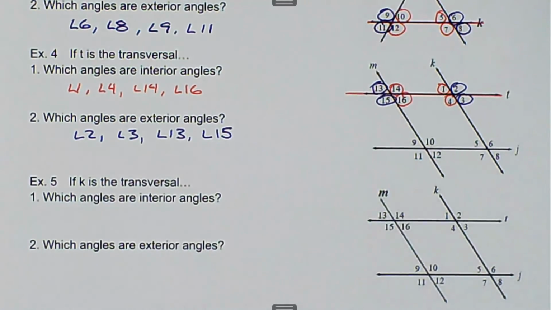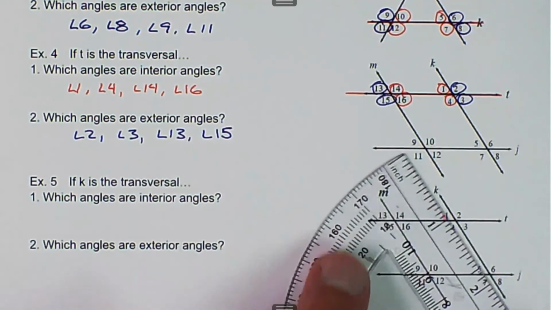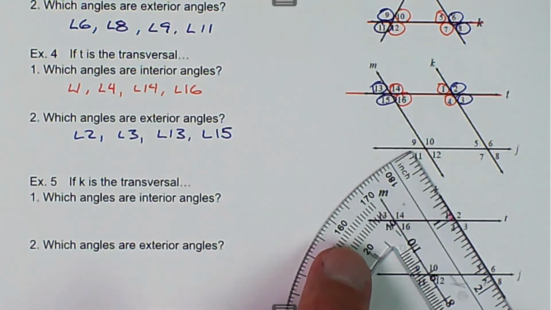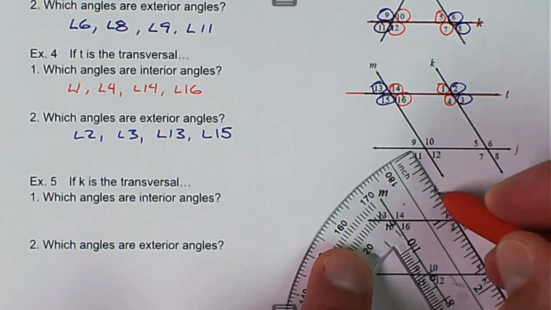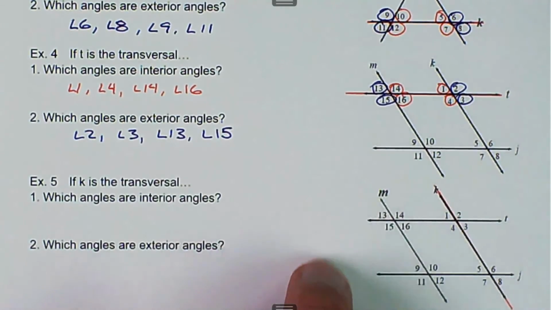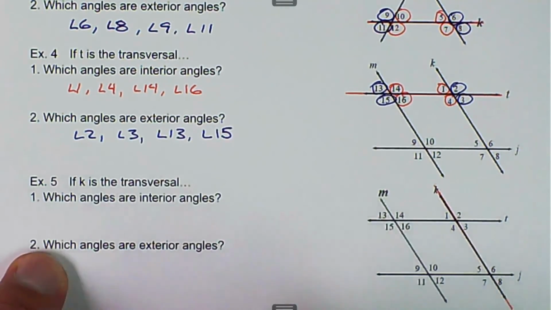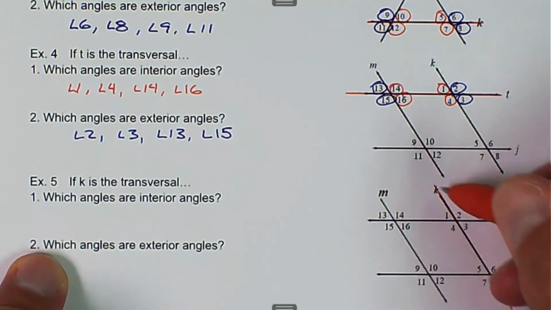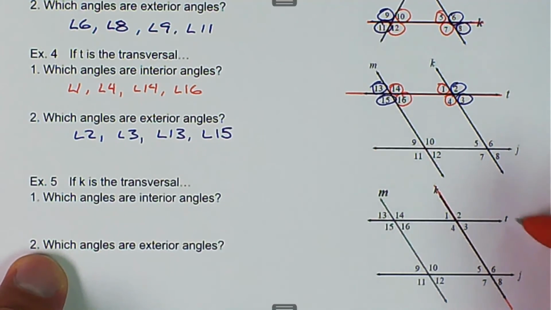Now we have a similar drawing, but this time we're talking about K being the transversal. So here's line K, and I'll just highlight it. And which angles are interior? Again, here's line K, the transversal between J and T. So here are the angles that are between line T and line J.